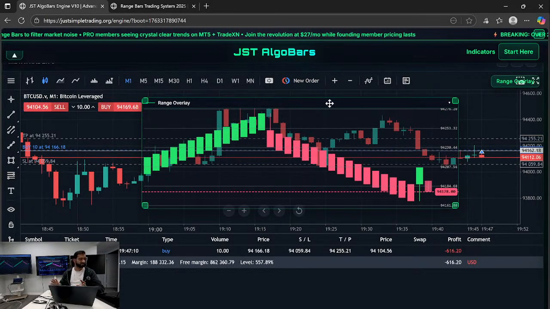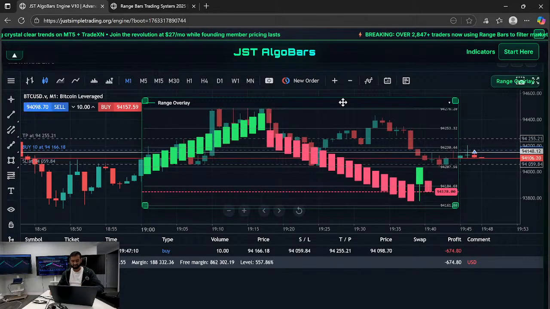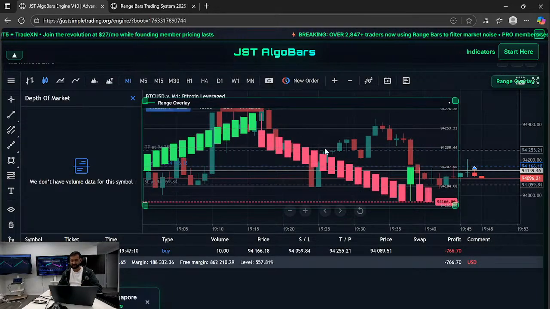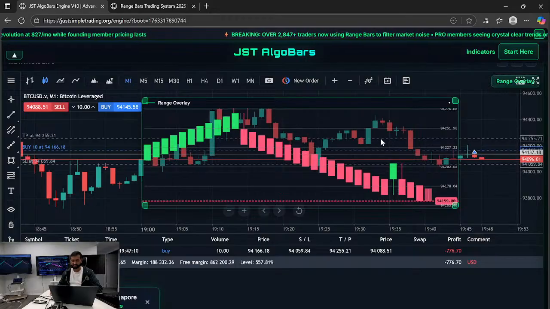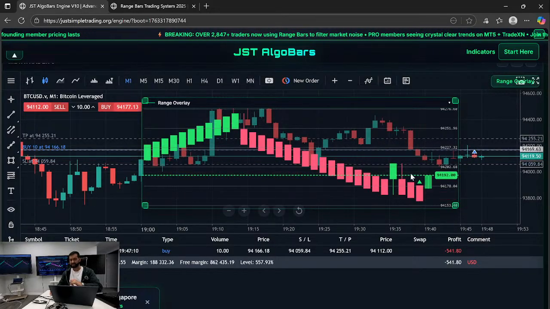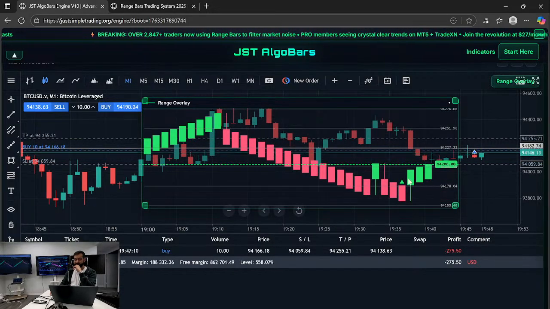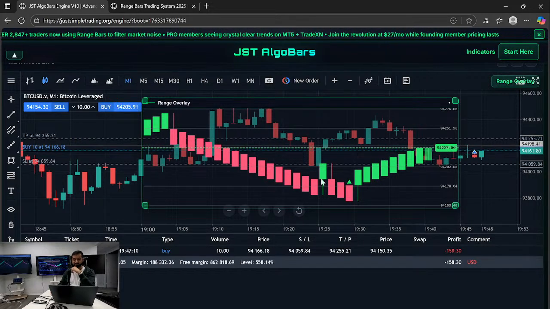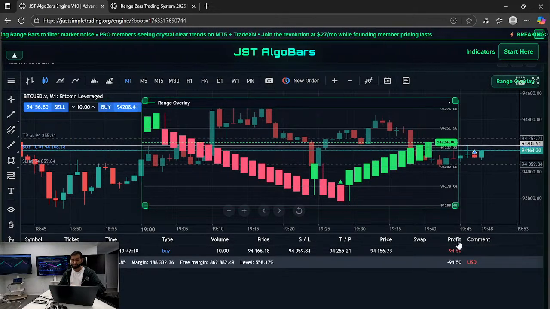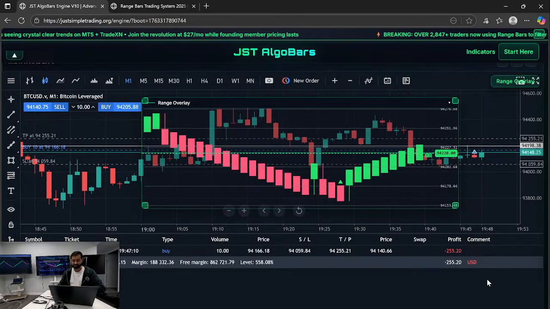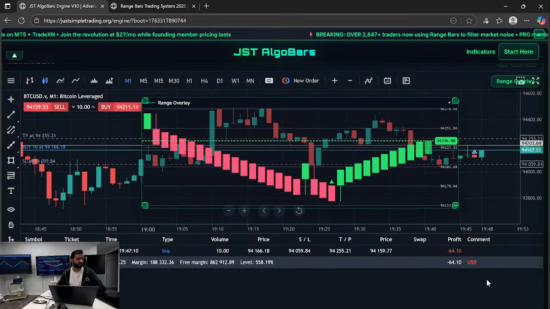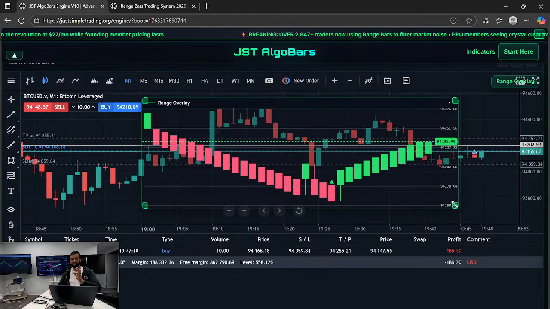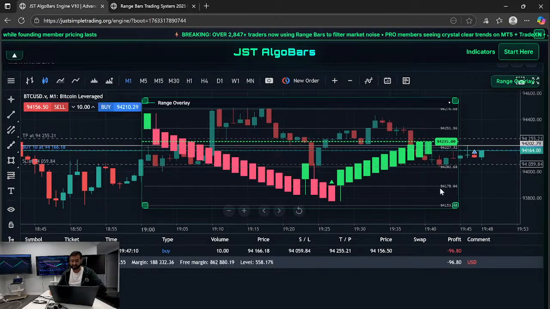On the range bars, we're trading BTC right now, so I can just click Alt B, right here. There we go. I can set up a little arrow that shows where I'm entering, just so you guys can see. That's exactly where I entered my buy trade. Now we're just going to let it ride out and see what happens. Right here, we're trading on MetaTrader 5 with the JST range bar overlay.